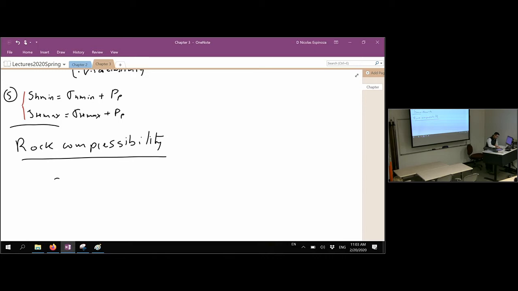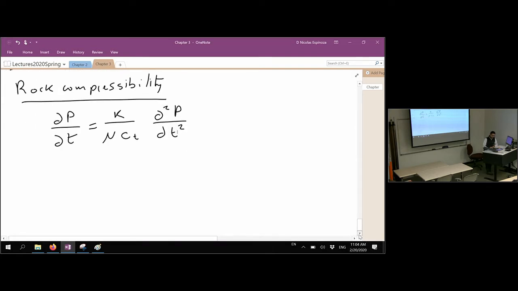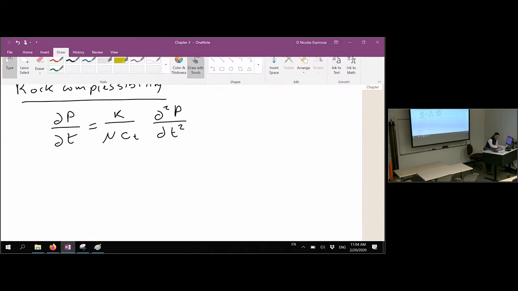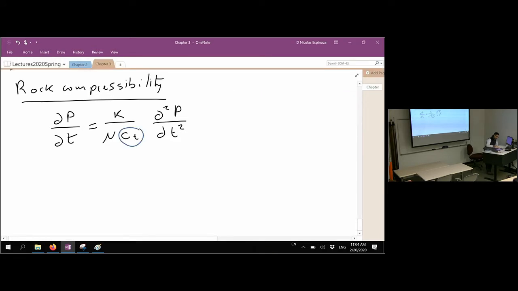Most of what you do is about solving this equation, the diffusivity equation, that tells you the variation of pressure with time as a function of the permeability of the rock, the viscosity of the fluid, the compressibility of the system, and with that, if you write this in just one dimension, you can tell the variation of pressure with time. This one is called the diffusivity equation, and in this case, this is in one dimension. We're not going to talk about permeability or viscosity right now, but I'm mostly interested in talking about what this is. And this is what is called the total compressibility.